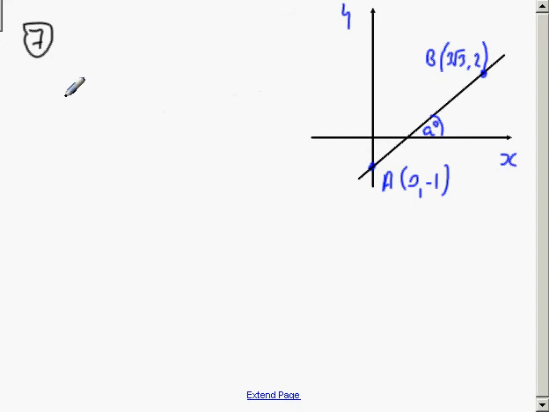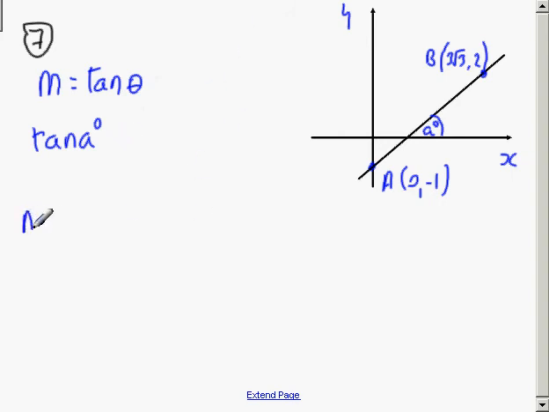Here we should be thinking of m equals tan theta, where theta is the angle made with the positive direction of the x-axis, and in this case m is equal to tan of a degrees, since the angle that we're looking at is a degrees, and that is equal to m, the gradient.